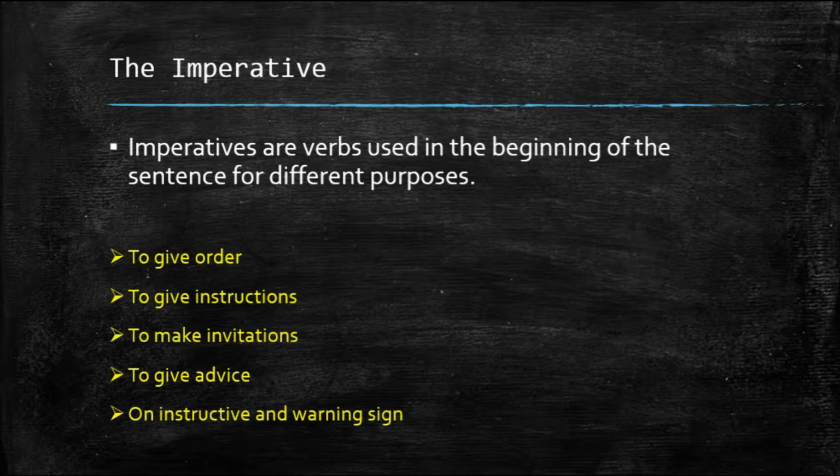So the imperative is our topic today. First, let me tell you what the imperative is, okay? Imperatives are verbs used in the beginning of a sentence for these 5 purposes, okay? You know that the English language contains many verbs, and these verbs can be used in the beginning of the sentence. There are different purposes for using it in the beginning of a sentence. It gives a specific form to the sentence, okay?